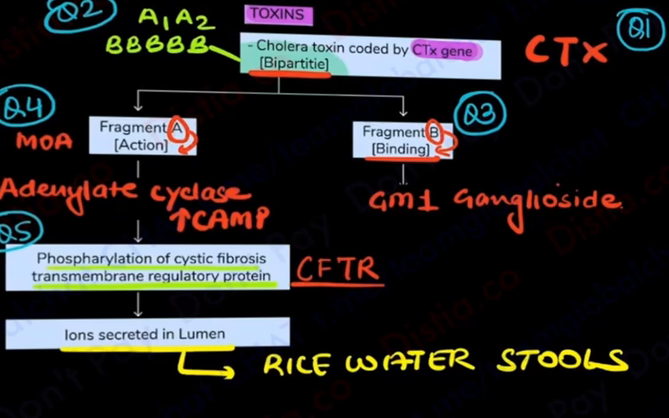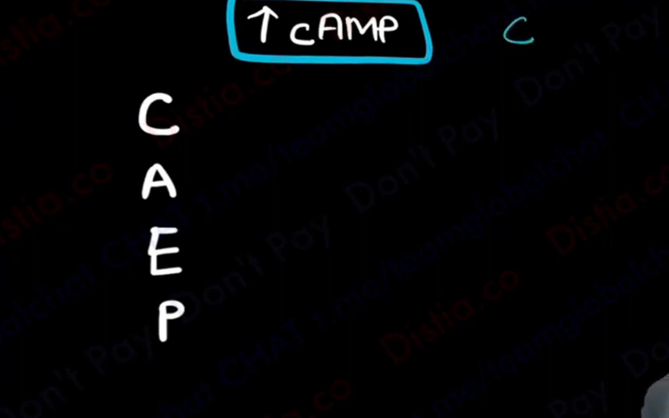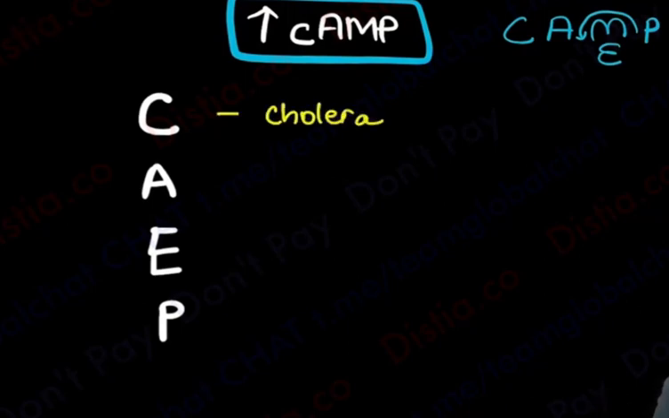Now, before I move ahead, can you give me a list of all the toxins till now that you have studied which increase cyclic AMP? Kya mnemonic hai? Cyclic AMP. You write cyclic AMP and you just kind of twist this M, it will start looking like E. So your mnemonic becomes CAEP, means number 1, what you're reading right now, cholera. Next, I've already taught you Bacillus anthracis also increases, edema factor, remember?